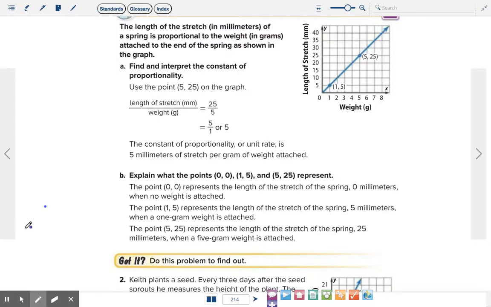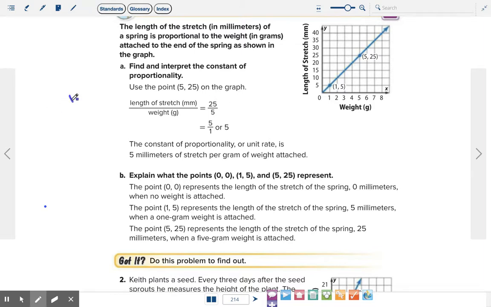So example 2 says the length of the stretch in millimeters of a spring is proportional to the weight attached to the end of the spring as shown in the graph. So on this one, they give us this graph. Here's the length of the stretch and the weight. So weight is your x, the length is your y. Find and interpret the constant of proportionality. So they're already telling us it's proportional, so we are trying to find what the constant is.